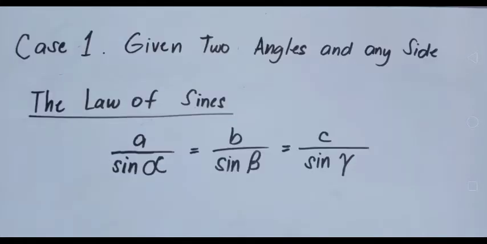In case 1, given two angles and any side, we will use the law of sines. The law of sines states that a over sine alpha is equal to b over sine beta, which is also equal to c over sine gamma. So let us see how the law of sines was derived from our trigonometric functions.